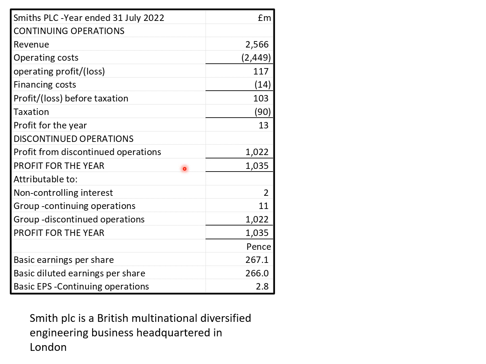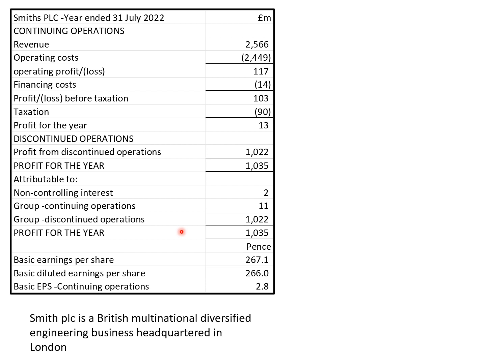Now, it's also important to understand how that profit for the year has been allocated between the non-controlling interest, which is the portion of the shares not held by the group in the subsidiaries that the group has, which is 2 million, and the balance, which is divided up between the group's continuing operations and the group's discontinued operations to give us the profit for the year.